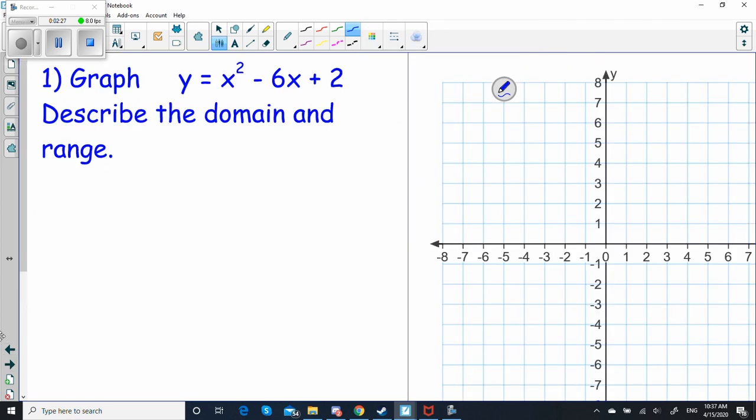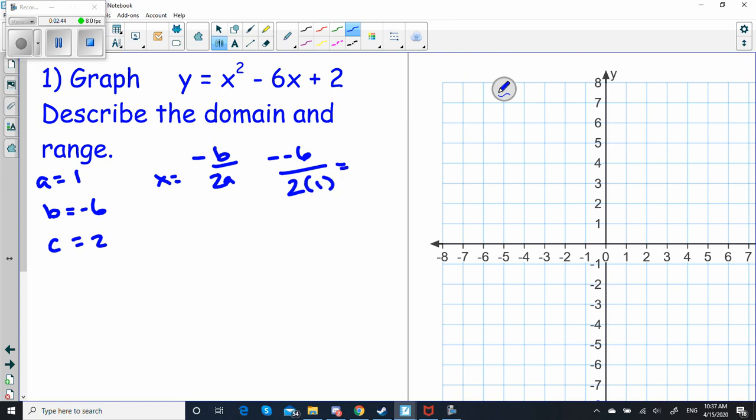All right, so let's go ahead and start this first one. It looks like it's in standard form already. A is 1, B is negative 6, and C is 2. So if we find our axis of symmetry, this would be negative negative 6 over 2 times 1. So that ends up being 3. So the first part of my vertex is 3.